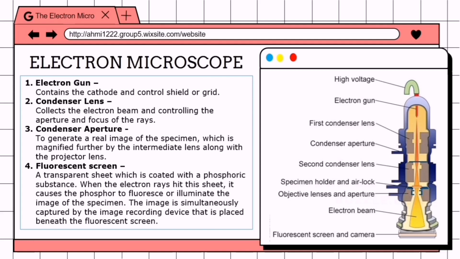Last, we have the fluorescence screen, which is a transparent sheet coated with a phosphorescent substance. When the electron rays hit this screen, it causes the phosphor to fluoresce or illuminate the image of the specimen. The image is simultaneously captured by an image recording device beneath the fluorescence screen.